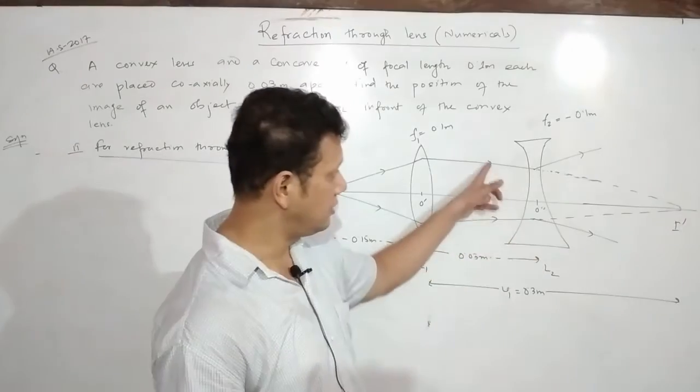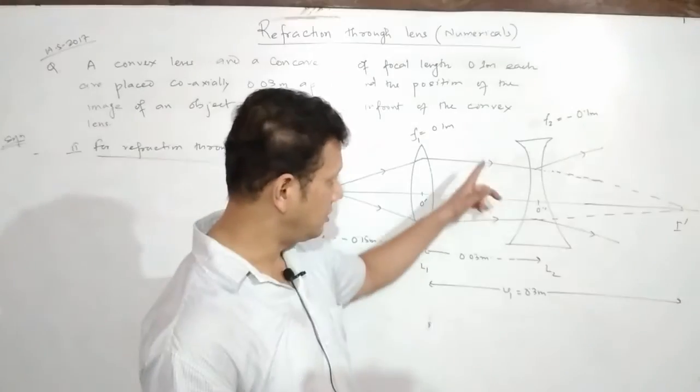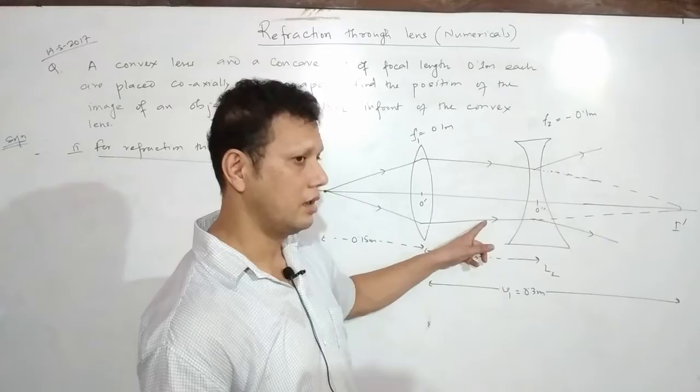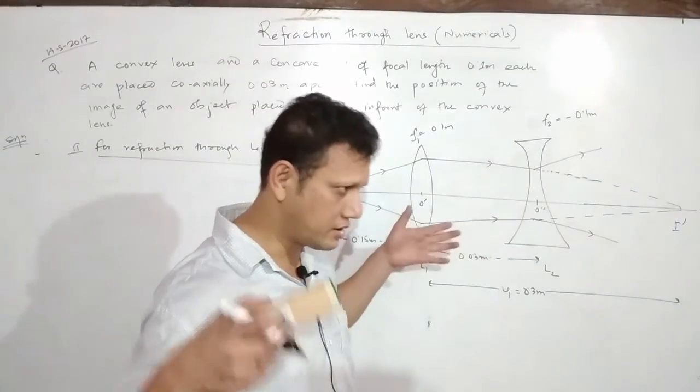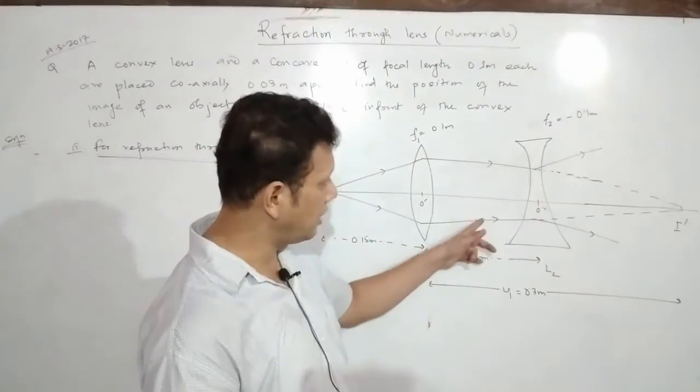For this lens, these two are the incident rays. That is okay. But these two incident rays never will come from a single point. So these two cannot have any real objects.